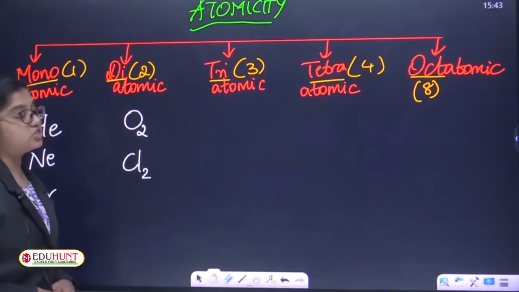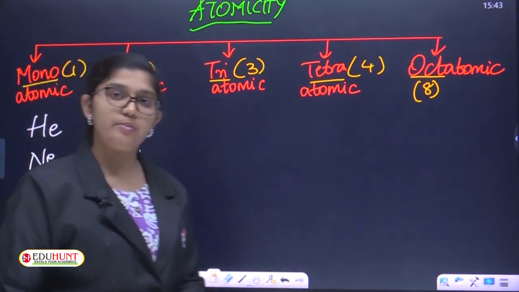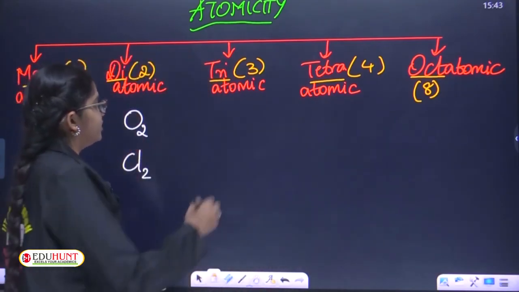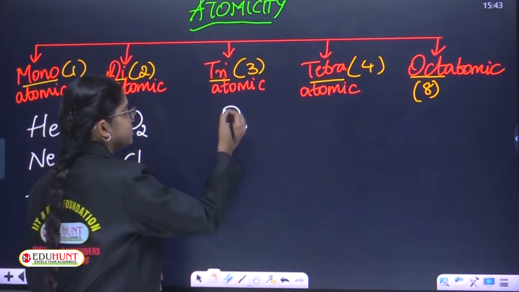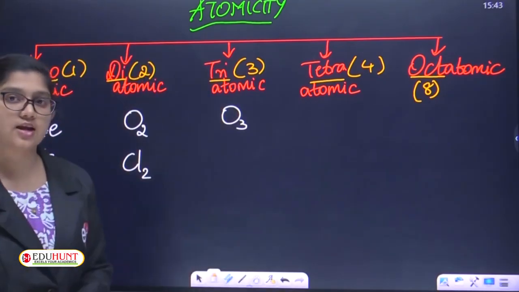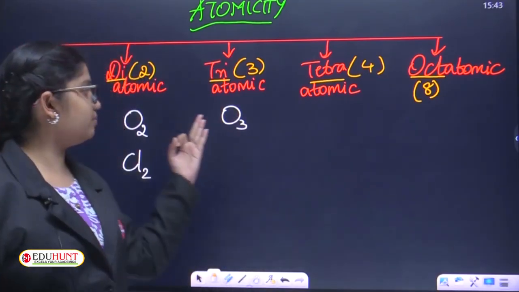Triatomic. The word tri means 3. So, let me write here triatomic, O3. How many atoms of oxygen are there here? 3. Hence the name tri.